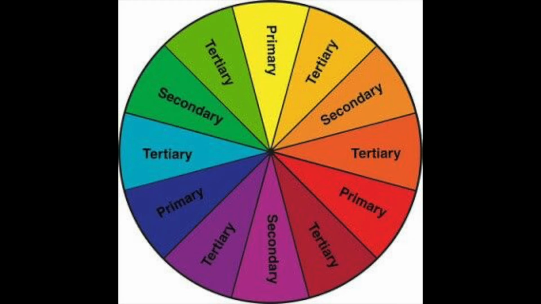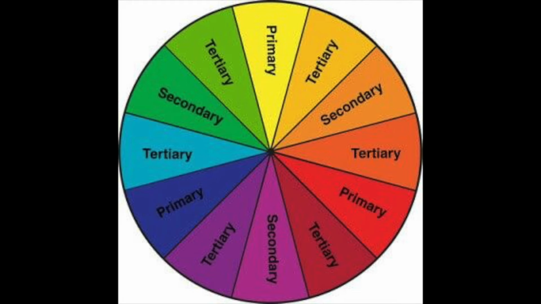Now we're going to talk about tertiary colors. Tertiary colors are the colors that come from the combination of a primary color and a secondary color. For example, if we take the primary red and we mix it with a secondary of orange, we will get red-orange.